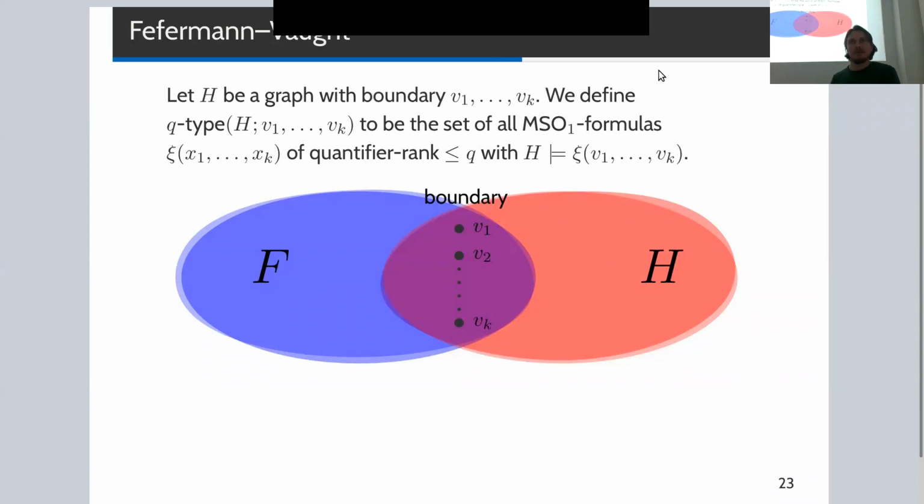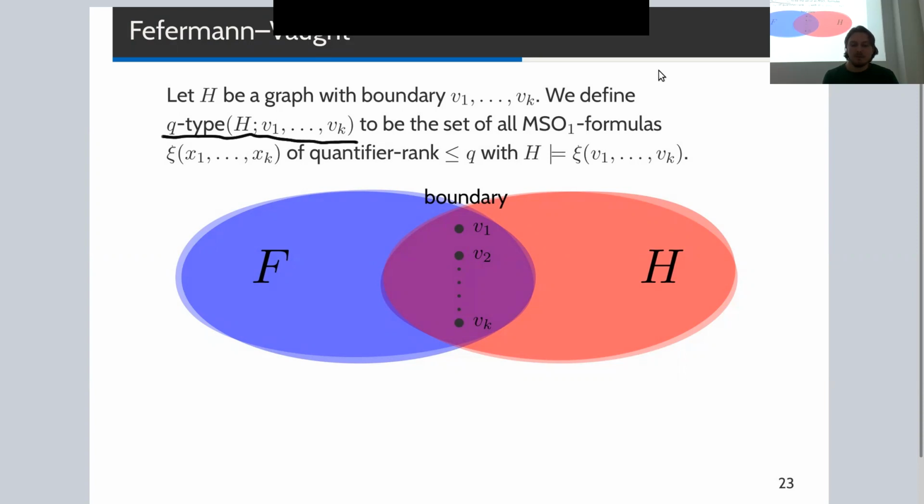So now we come to perhaps a bit of a difficult definition. I want to make sure that you all grasp this. We want to formalize this concept of storing how a formula intersects the boundary. So let's say we have a graph H, and the boundary are again the vertices V1 to Vk. What I want to define is a so-called Q type of the graph together with the boundary.